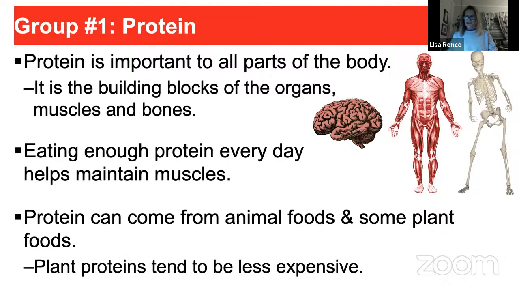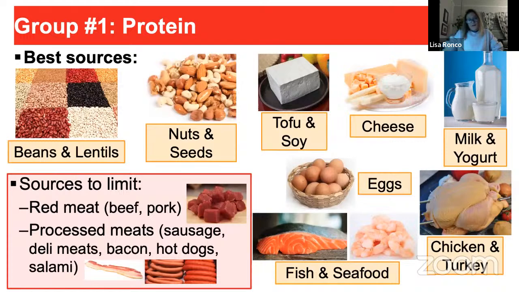I don't know if you guys ate dinner yet, but if not, you're probably going to be getting hungry. So what is protein? Protein is important to all parts of the body. It's the building blocks of our organs, muscles, and bones, and making sure to get enough protein every day helps maintain those muscles. Protein comes from animal foods and plant foods as well, and plant foods tend to be less expensive and a little bit better for the environment. So let's look at some different sources.